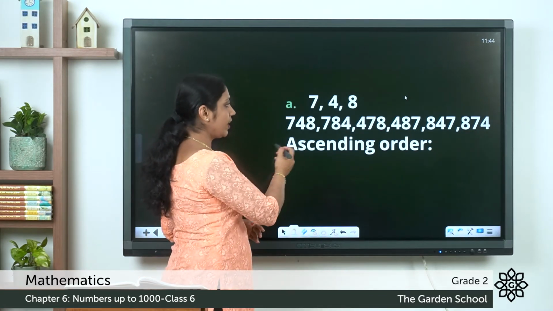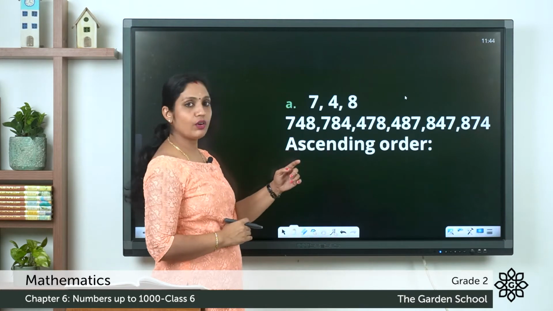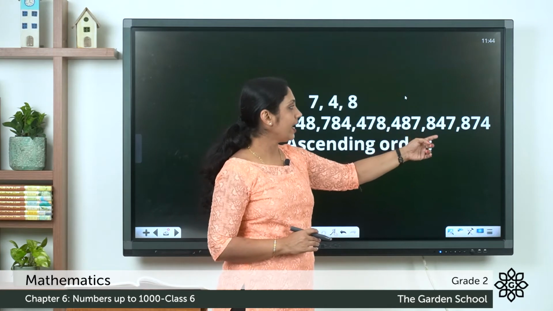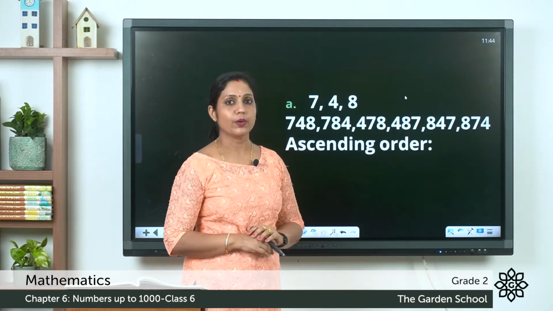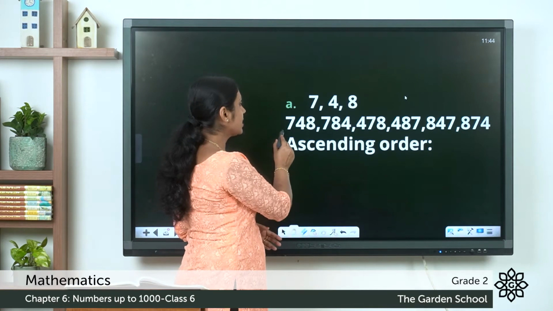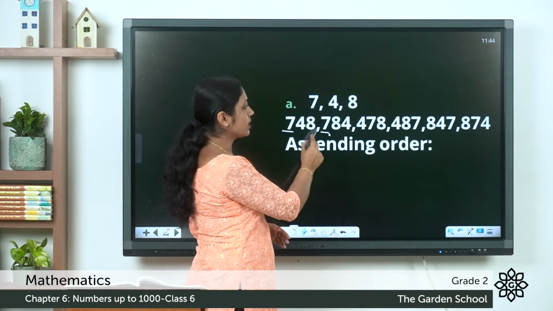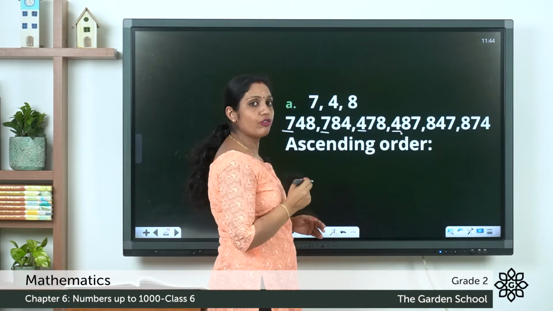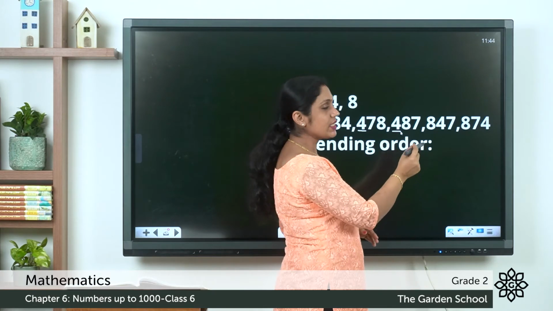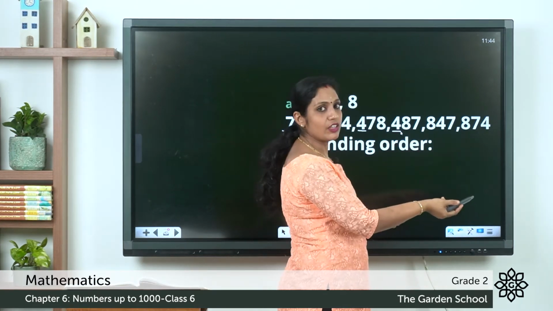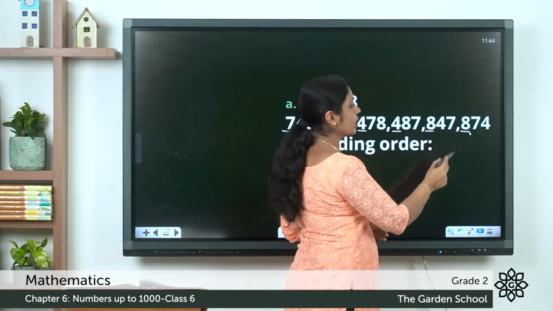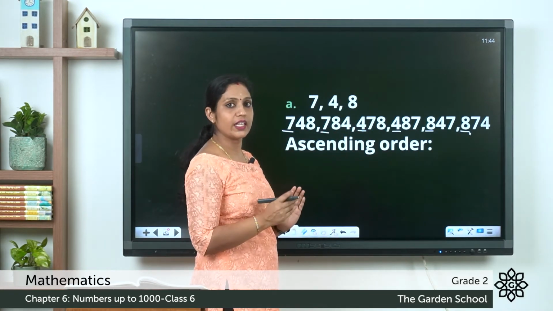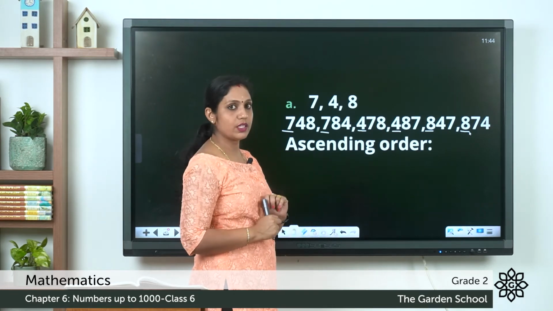We have 748, 784, 478, 487, 847, 874. We have 7 in the hundreds place in the first 2 numbers, 748 and 784. In 478 and 487, we have 4 in the hundreds place. In the numbers 847 and 874, we have 8 in the hundreds place. So, which is the smallest? 4 is in the hundreds place. So, 400 is the smallest number and we have 2 numbers with 400.